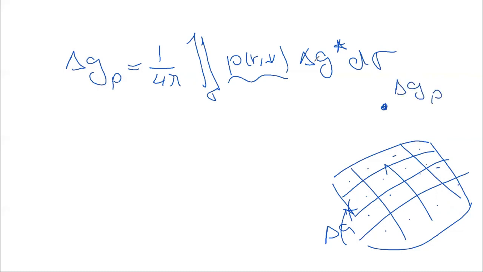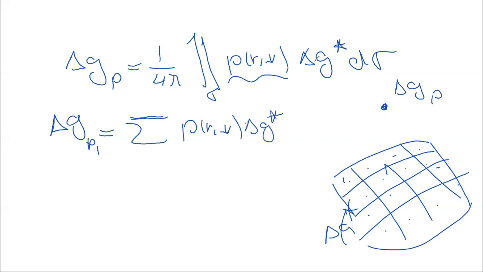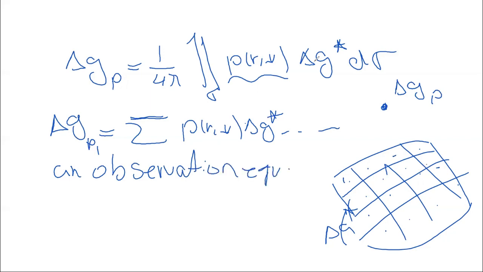But I can discretize this formula in that way. I can write it as a summation. It means that the gravity anomaly at the first point, maybe here, is the summation of the kernel values to all gravity anomalies down. It is in fact an observation equation. So what is the meaning of the integral?